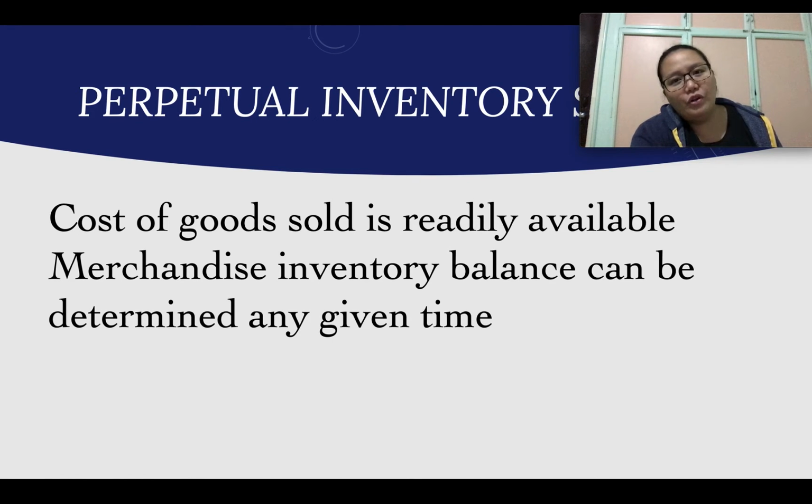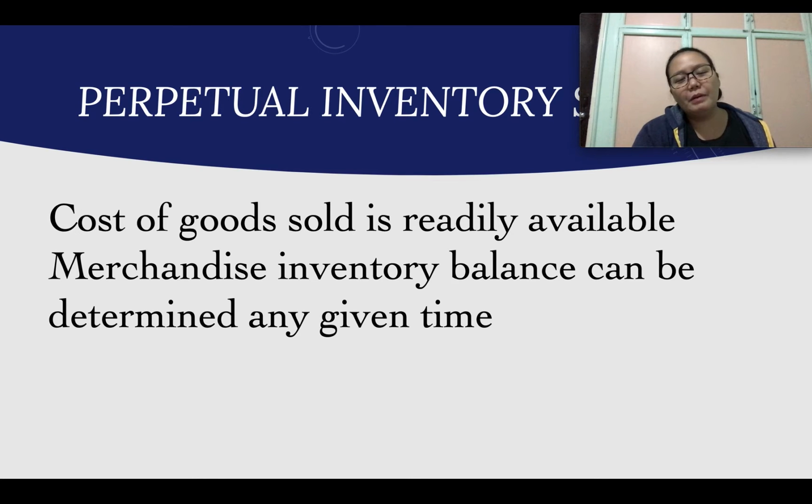Now we move on to the perpetual inventory system. Under the perpetual inventory system, the cost of goods sold is readily available in the books because we do not have to perform a merchandise inventory count to be able to determine the cost of goods sold. The merchandise inventory balance can be determined at any given time, because upon purchase and sale of goods, we constantly update our records.